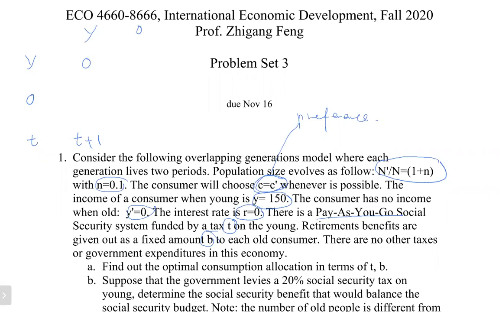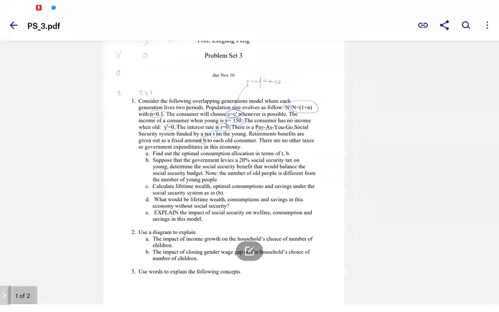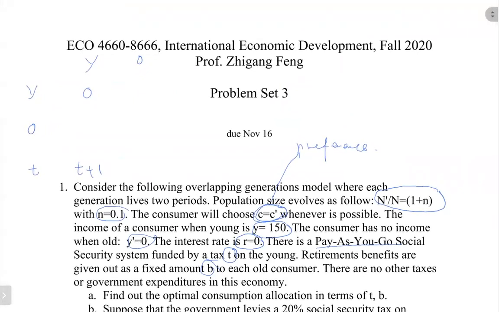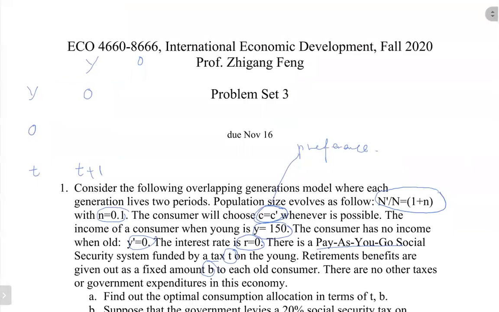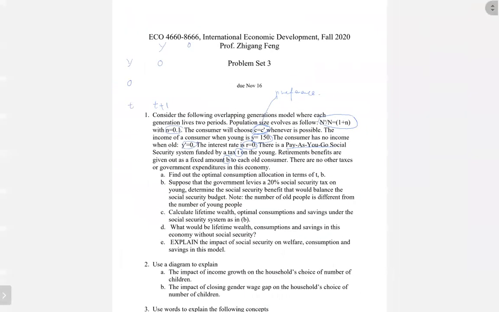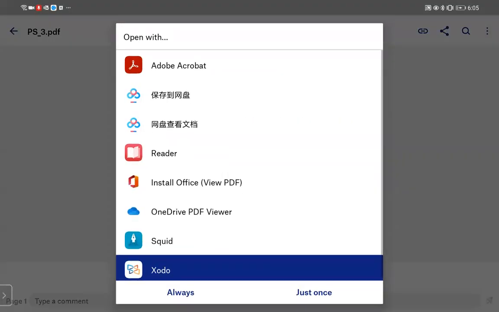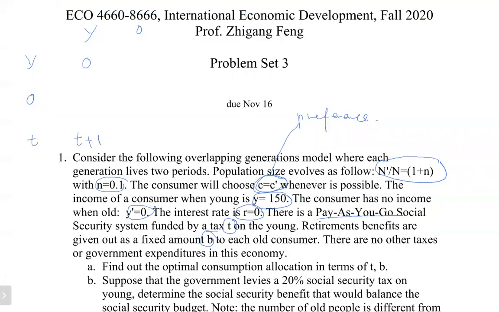And then we use this overlapping generation model to understand social security. Sorry, we use this to understand how the aging population affects the social security system, right?